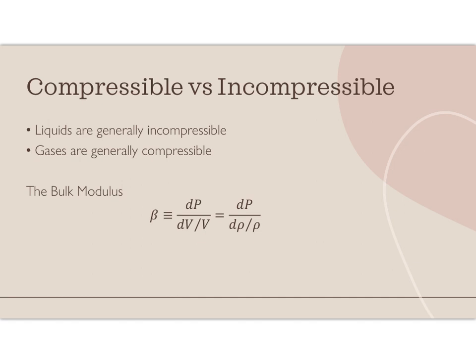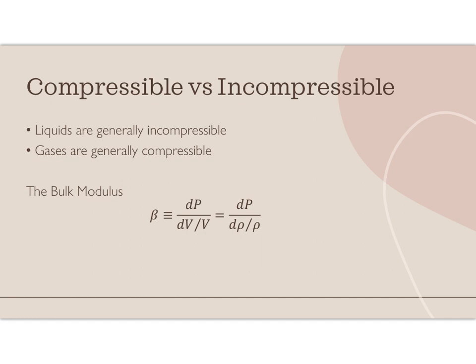The bulk modulus is one way that we define this. It's also called the bulk modulus of elasticity, and it is the change in pressure divided by the change in volume per unit volume. Or we can do that with density, dP over d rho over rho.